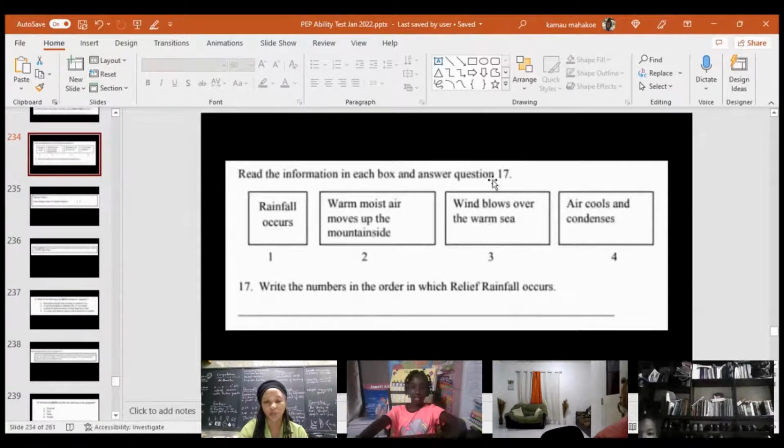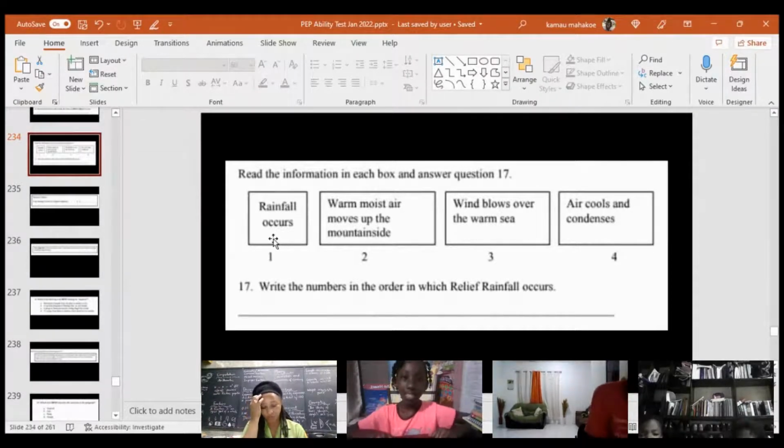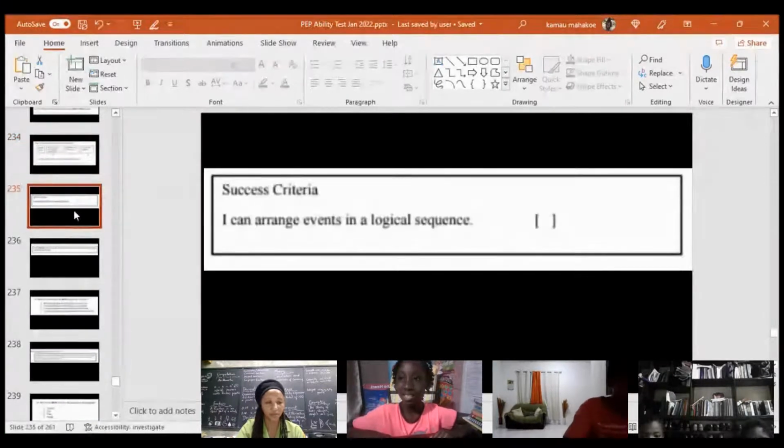So the wind blows over the warm sea, and warm, moist air moves up the mountainside. As it moves up the mountainside, the air cools and condenses, and then the clouds fall as rain. So those are the steps. So it's 3, 2, 4, 1. So Madison is correct. The success criteria here: I can arrange events in a logical sequence.